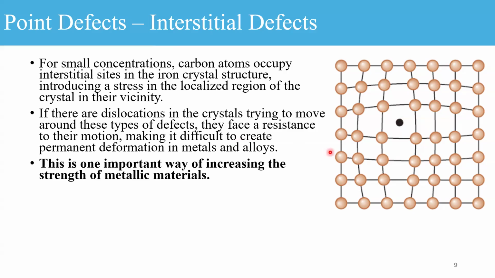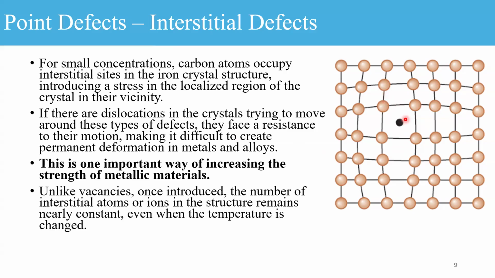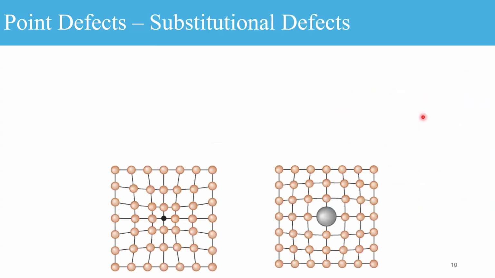This is one important way of increasing the strength of metallic materials, and usually interstitial defects are introduced in metallic materials. Unlike vacancies, once the interstitial defects are introduced in the crystal structure, the number of interstitial atoms or ions in the structure usually remains constant even when the temperature is changed. But the number of vacancies changes as the temperature of the material is changed.